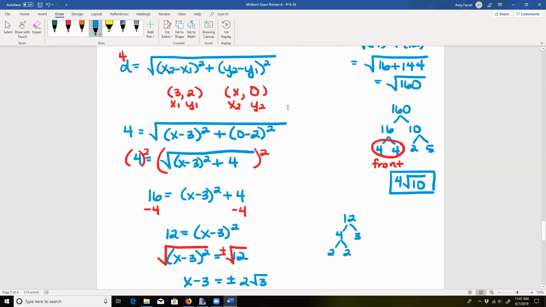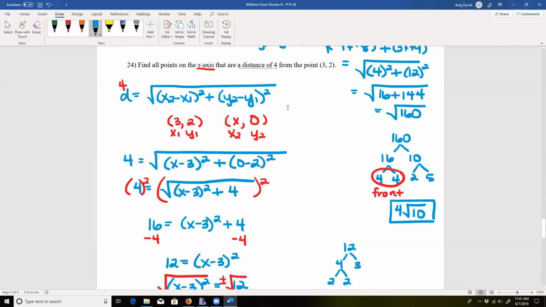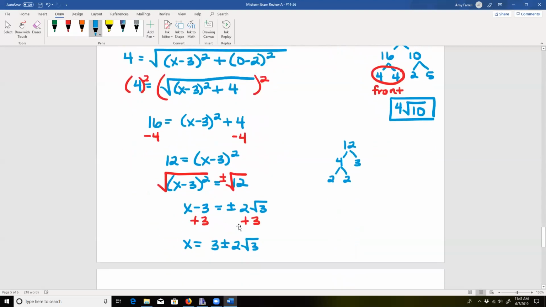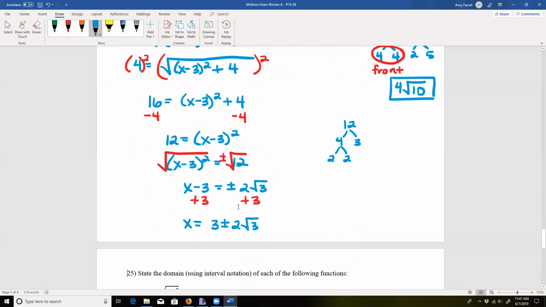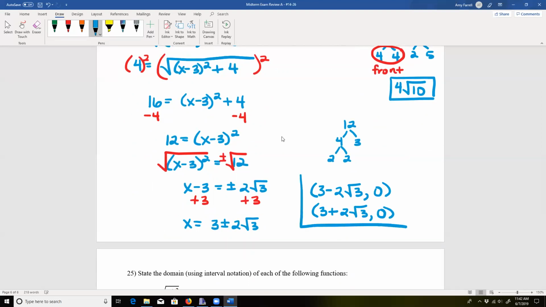The question asks us to find all points on the x-axis. So what we just found are the x coordinates of those points. The y coordinate of those points is 0 because every point on the x-axis has a y coordinate of 0. So to write them as points, one of my x coordinates would be 3 minus 2 square root 3 with a y coordinate of 0. And the other point would have an x coordinate of 3 plus 2 square root 3 with, again, a y coordinate of 0. So these are the 2 points.